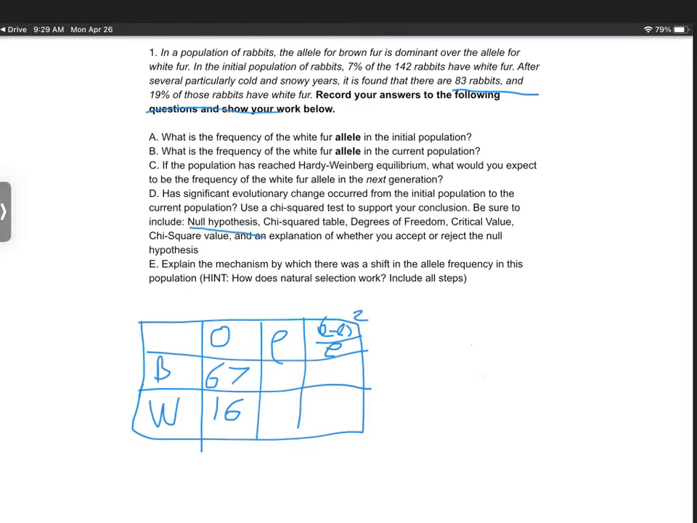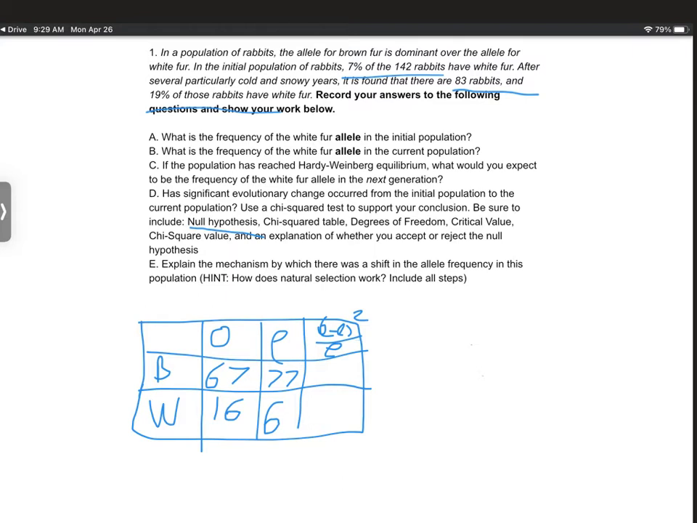And then for expected, if there has been no significant evolutionary change, the second generation of rabbits would have the same percentage of white and brown rabbits as the first generation. So the first generation had 7% white rabbits, so we would do 0.07 times 83, and we would get an expected 6 white rabbits, and then 83 minus 6, we would expect 77 brown rabbits. Again, we expect the percentages from the first generation to be the same in the second generation. Not the number, but the percentages.